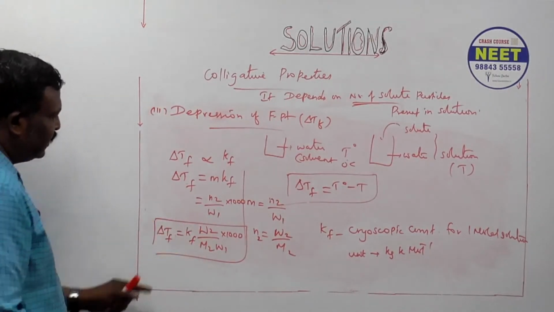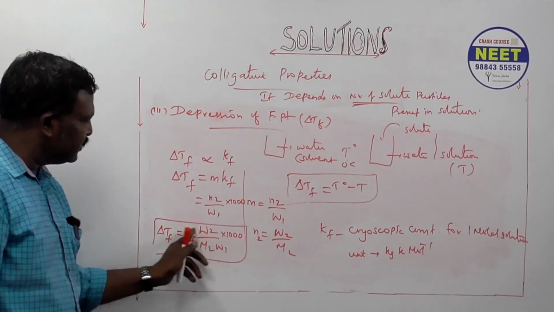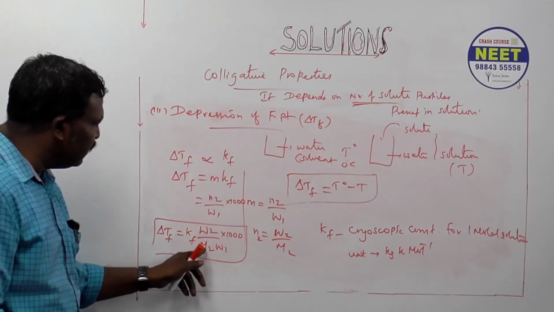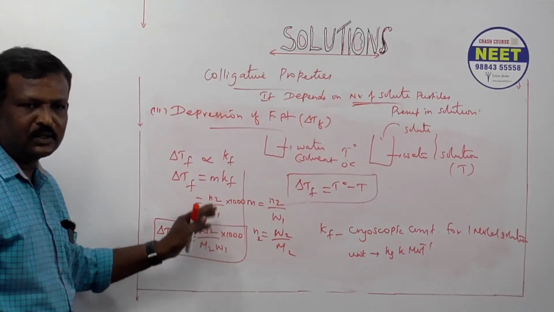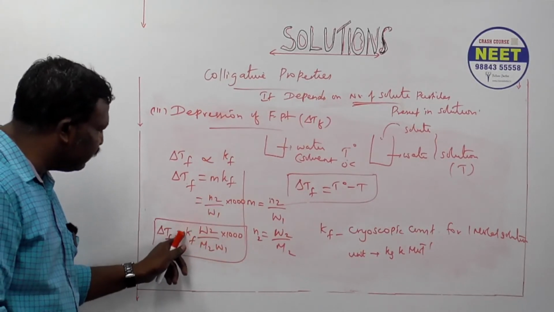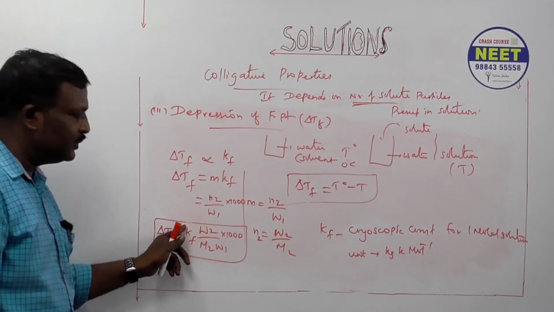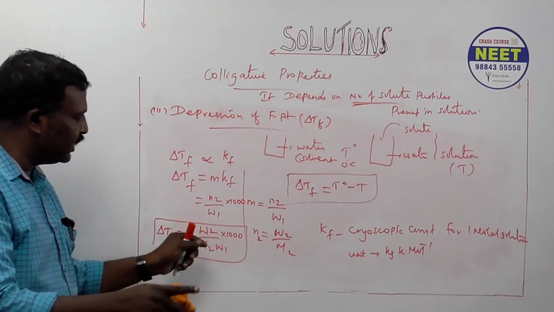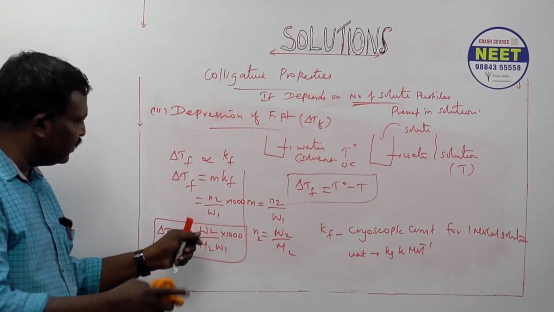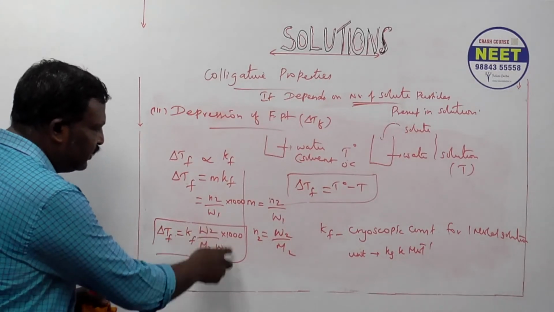So they will give one sum. If you know W1, W2, M2 and all this, you can substitute and get the answer. Mostly Kf is a known value, they will give. The statement I gave, 5 gram of glucose, like that. If they give like this, you can find out this one.